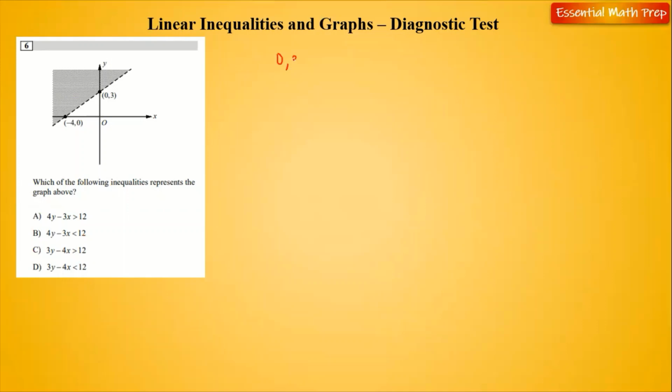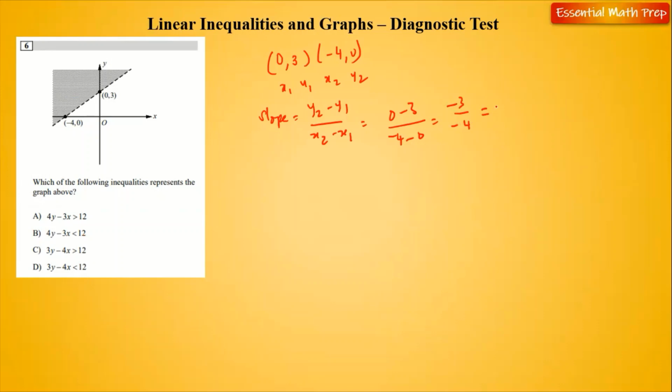So we have (0, 3) and (negative 4, 0). This is x1, y1, x2, y2. So slope equals y2 minus y1 over x2 minus x1. So it's 0 minus 3 over negative 4 minus 0. It's negative 3 over negative 4, which is 3 over 4. So y equals mx plus c, so y equals 3/4 x plus c.